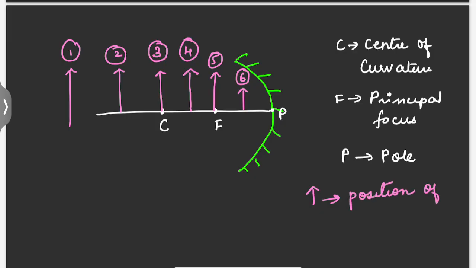Now you should also learn the position of the image formed. In the first ray diagram, you can see the object is placed here. Where will the image be formed? The image will be formed exactly on F. Where is F? This is F. Exactly on F, you can see the image is formed. And in the second ray diagram, it is formed here. This is the second ray diagram.